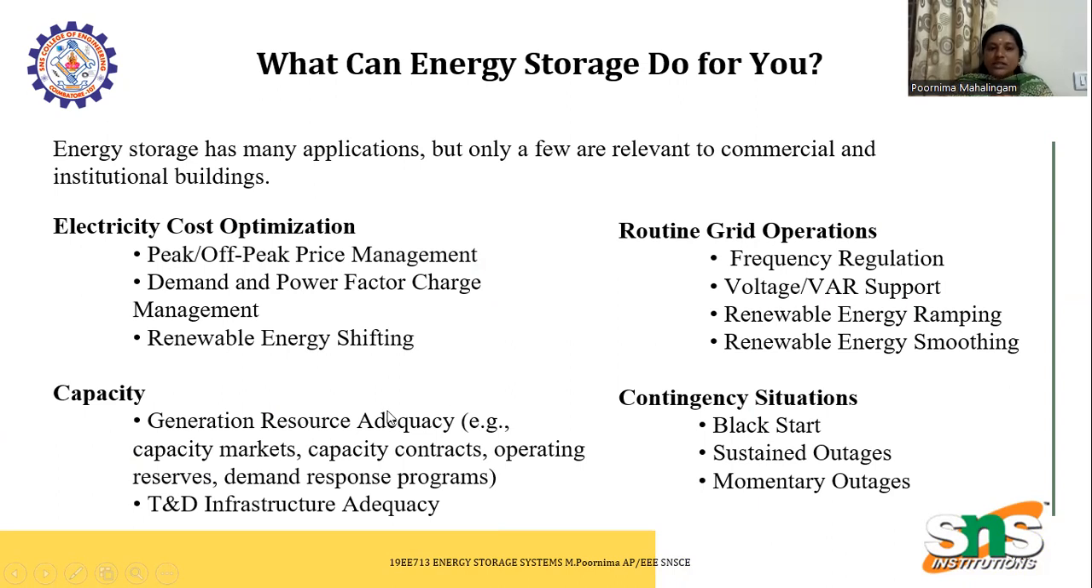And capacity: generation reserves, for example capacity markets and capacity contracts, operating reserves, and demand response programs. These are considered capacity, along with transmission and distribution infrastructure. And routine grid operation covers frequency regulation, voltage VAR support, renewable energy ramping and smoothing, and contingency situations: black start, sustained outages, and momentary outages. We have to concentrate on these also.